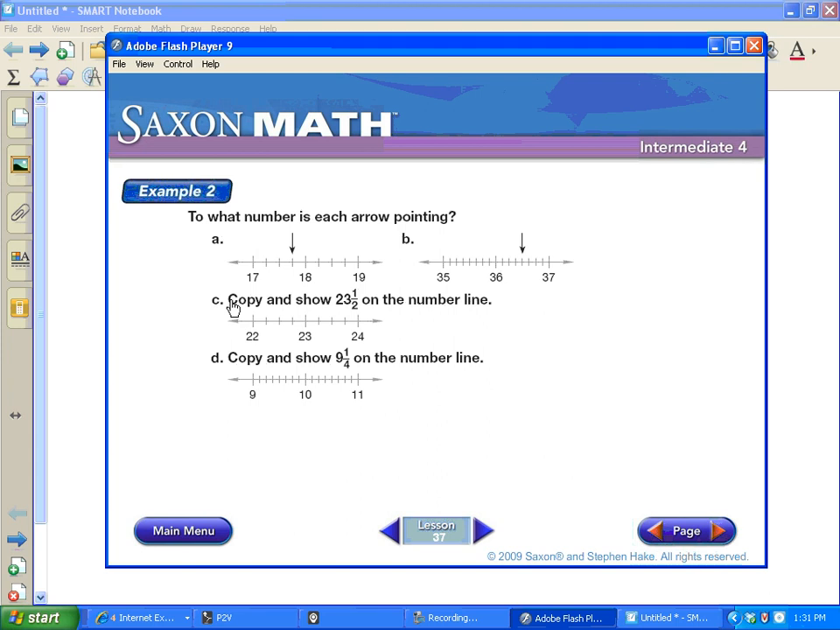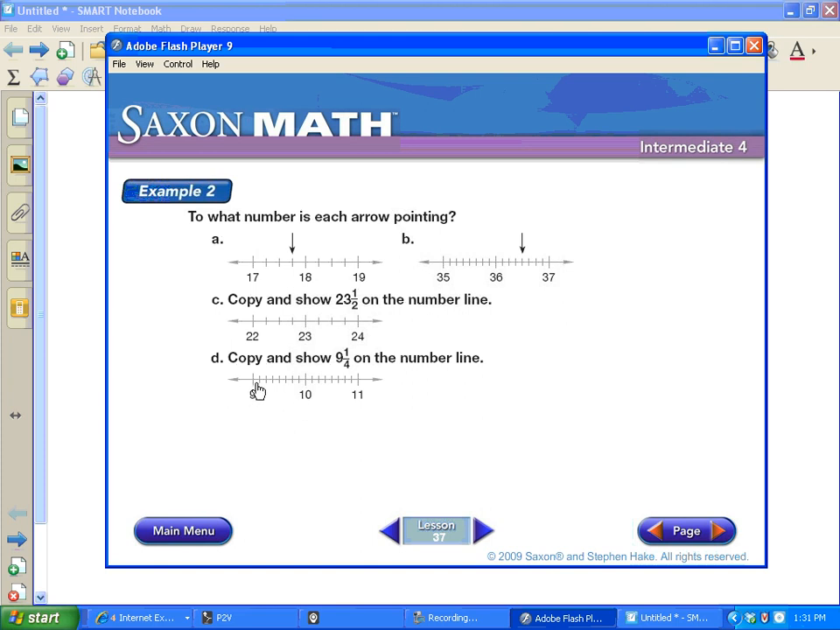Okay, looking at C, it says copy and show 23 and 1/2 on the number line. So you would have to copy exactly what they have, but your point or your arrow needs to go between the 23 and 24, so that would be pointing right to the middle one. Okay? And D, copy and show 9 and 1/4 on the number line. This is the trickiest one.